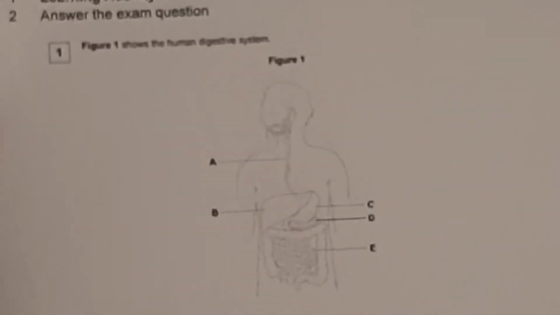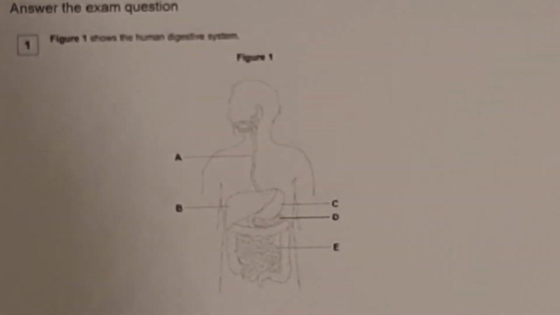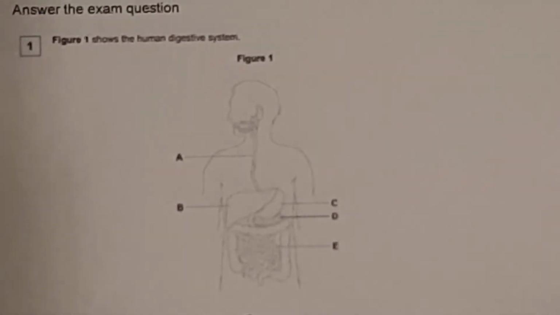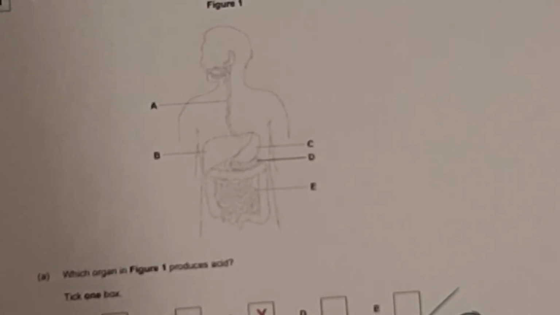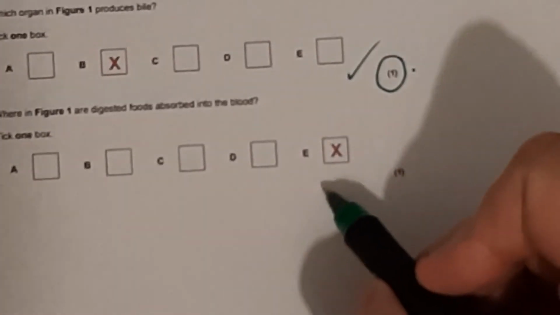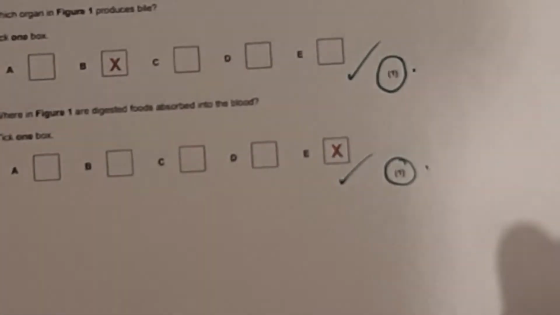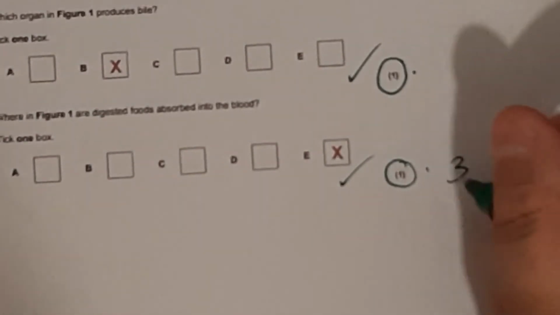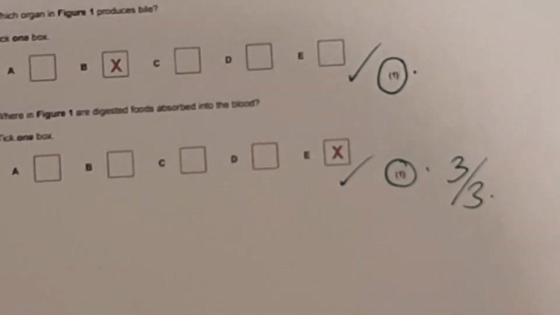Question 2, which organ from figure 1 produces bile? Well, you should know that's the gallbladder or the liver, and that is B. Again, if you got B, well done, give yourself a tick for the mark and circle the point. Question 3, where in figure 1 is digested food absorbed into the blood? Well, it's absorbed into the blood in the small intestine, which is part E. Again, if you got E correct, give it a tick and give yourself the mark. So we've got a mark out of 3 for the first part of the question, and then we're going to move on to the next page.